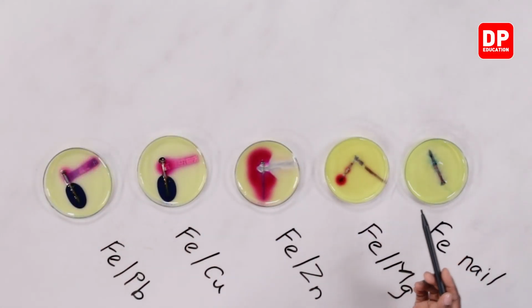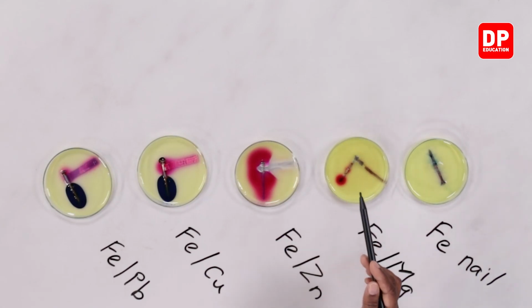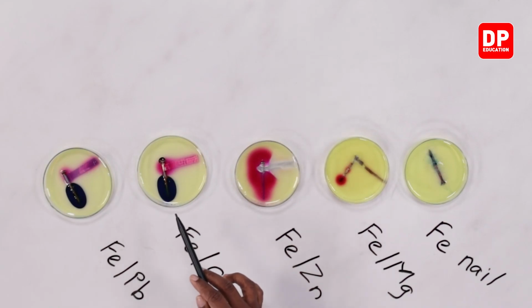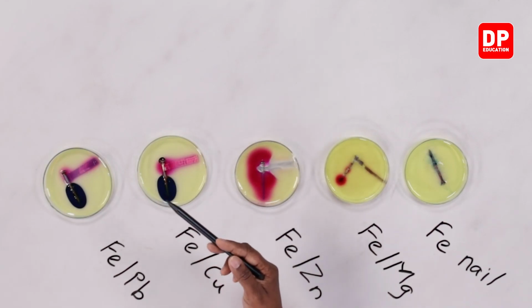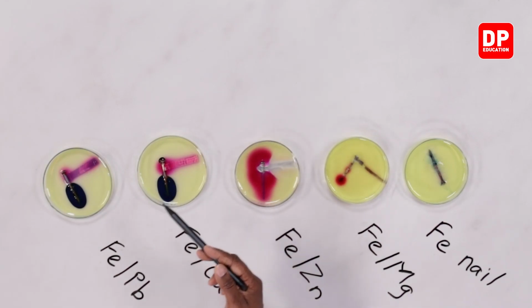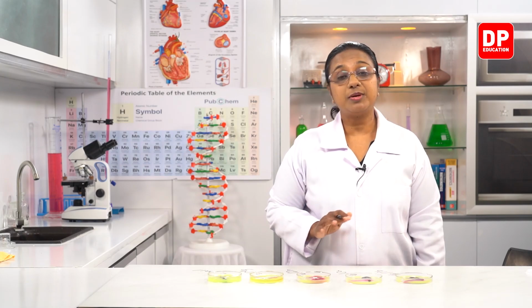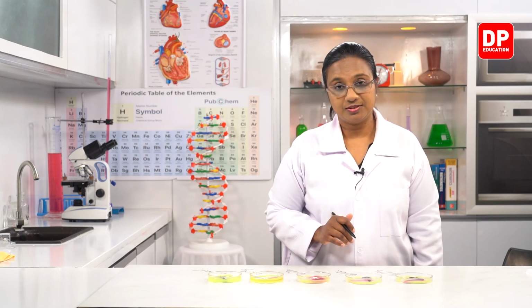Iron nail only, iron and magnesium. Near the iron it's only pink color, iron and zinc. Again near iron it's only pink color, so that is the cathode. And here when it is iron and copper, iron reacts as the anode, and again with iron and lead, iron reacts as the anode. So those are the ways of protecting iron from corrosion.